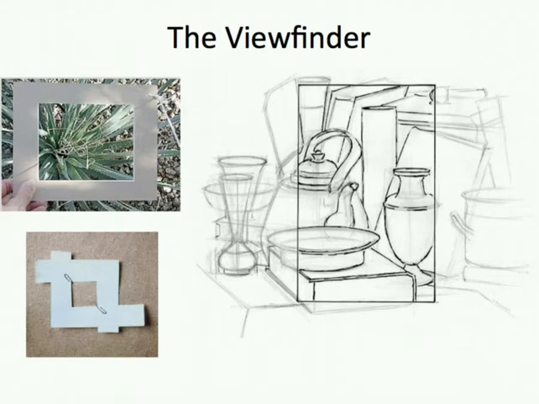In order to produce a strong composition, an artist might also use a viewfinder. A viewfinder is just a frame. It's a frame made out of sturdy paper like cardstock, and the opening can be rectangular or square. What you do is you hold that frame, you look at the subject that you might draw, and basically it helps you visualize how your subject might look within the frame before you draw it. If you move the frame around slowly, you'll get an idea of different possibilities for drawing.